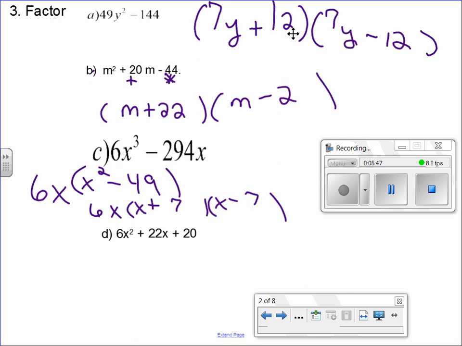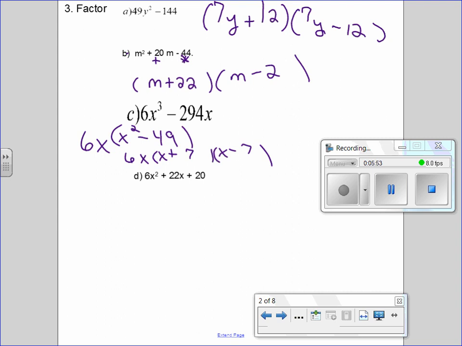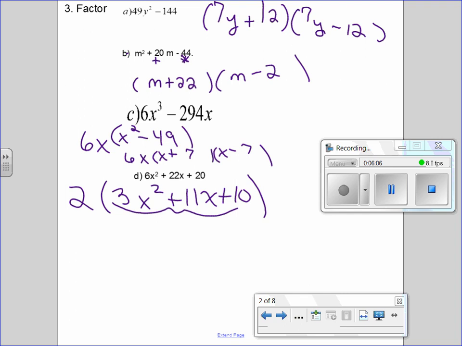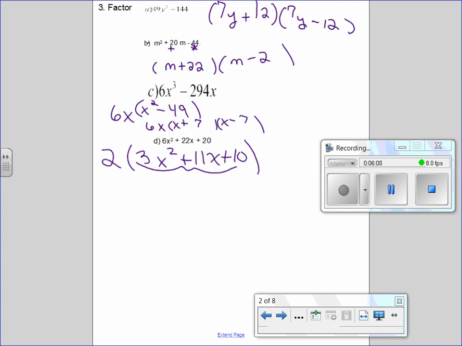All right, most people did recognize that in part D we were going to head to the box, but wait, don't head to your box till you pull out that common monomial. In this case, that common monomial is a 2. That leaves us with 3x squared plus 11x plus 10. This is the stuff that we can box up. We're kind of lucky. They're all positive numbers. That should be pretty easy.